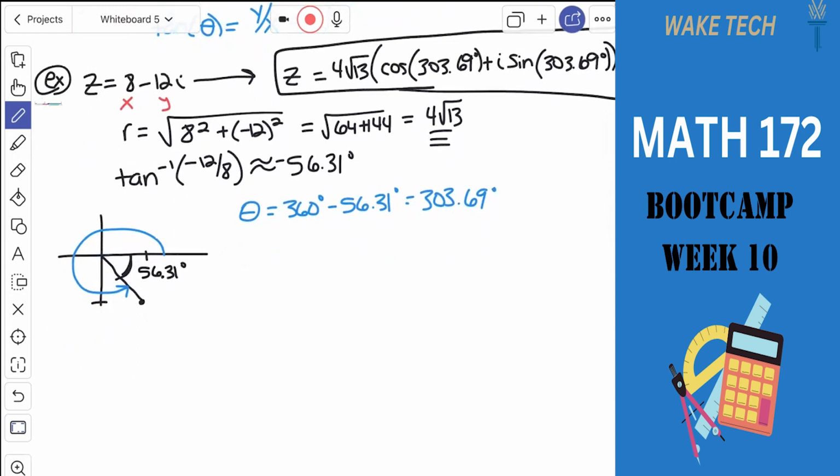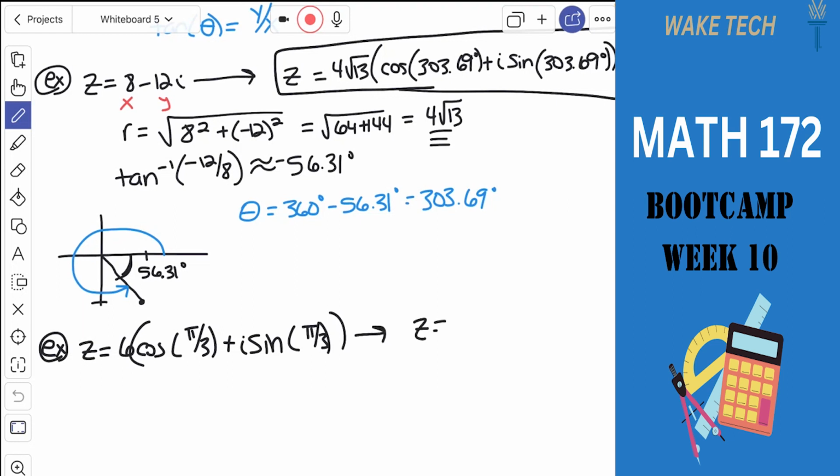Okay, so we can go the other direction as well. We just went from rectangular to polar. If we want to go from something in polar form to something in rectangular form, we need to use the r value and the theta to figure out x and y.